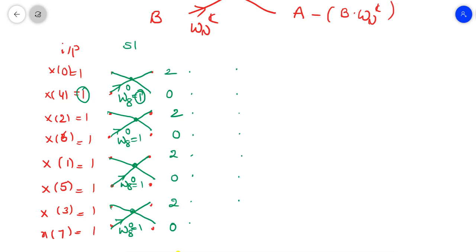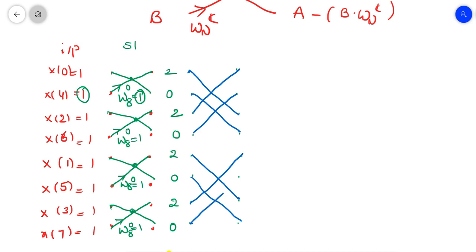For stage 2, input and outputs are separated by two samples. So here this is input, and this input is separated by two samples. That's why we are taking a two-sample difference here. Okay, now this sample is connected this way, and this sample is connected this way. So yeah, the butterfly diagram. So this is stage 2.